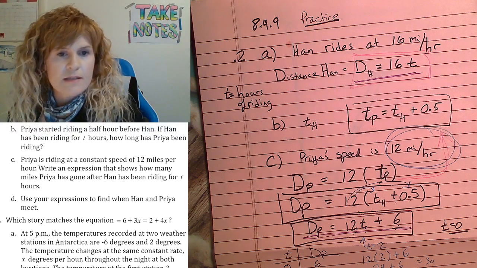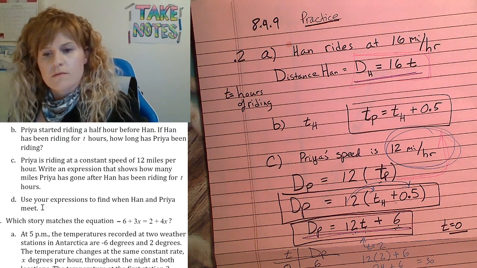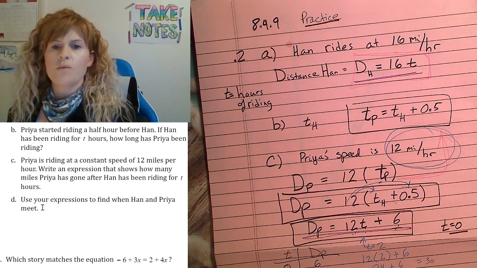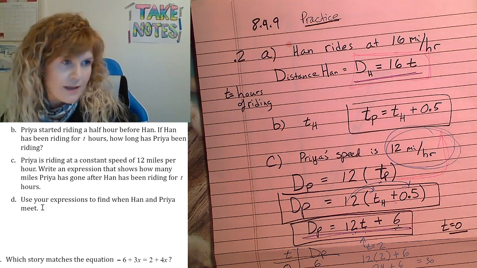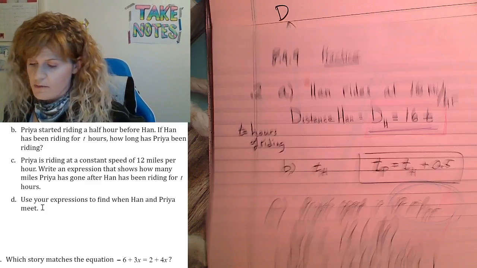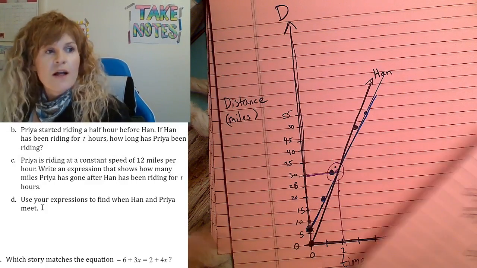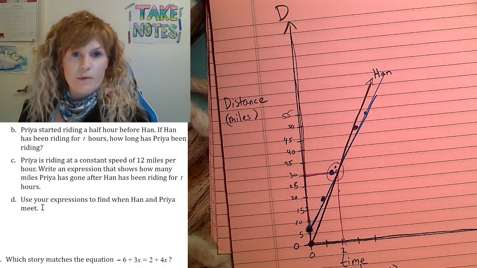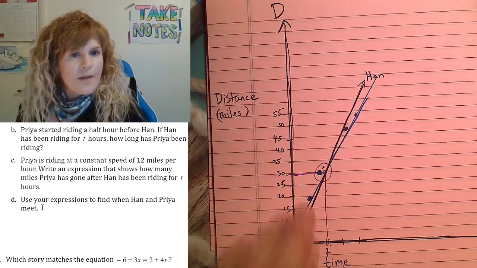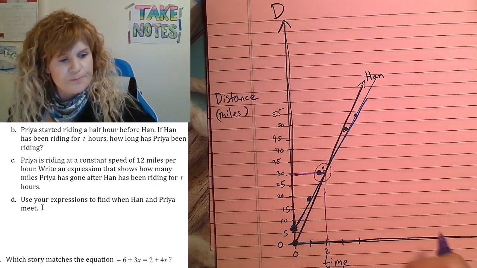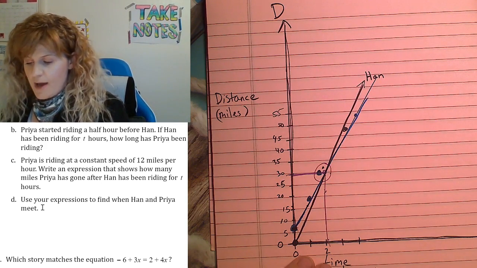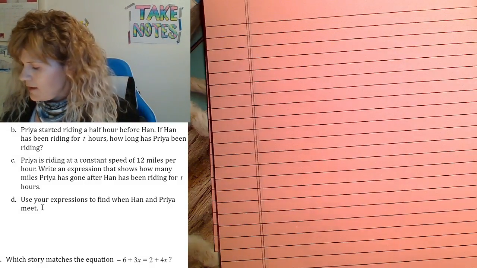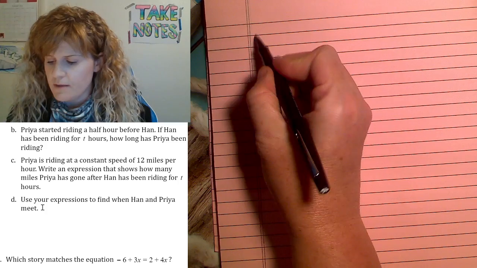D says, use your expressions to find when Han and Priya meet. Now, I knew they were going to ask that, so I really wanted to show you these graphs. They didn't ask you to graph it, but seeing the graphs might help you understand what these numbers and expressions mean. Now, if you had not graphed that at all, what would you do? Let me show you what you might do for D.